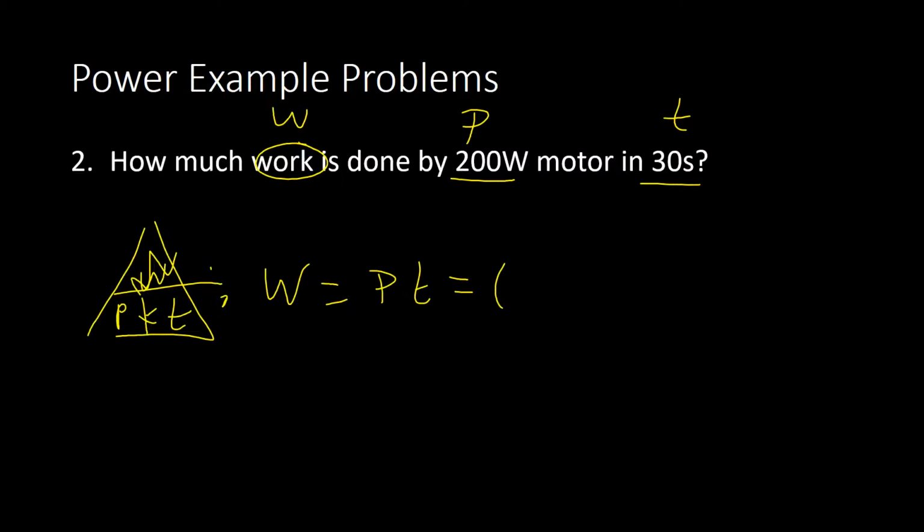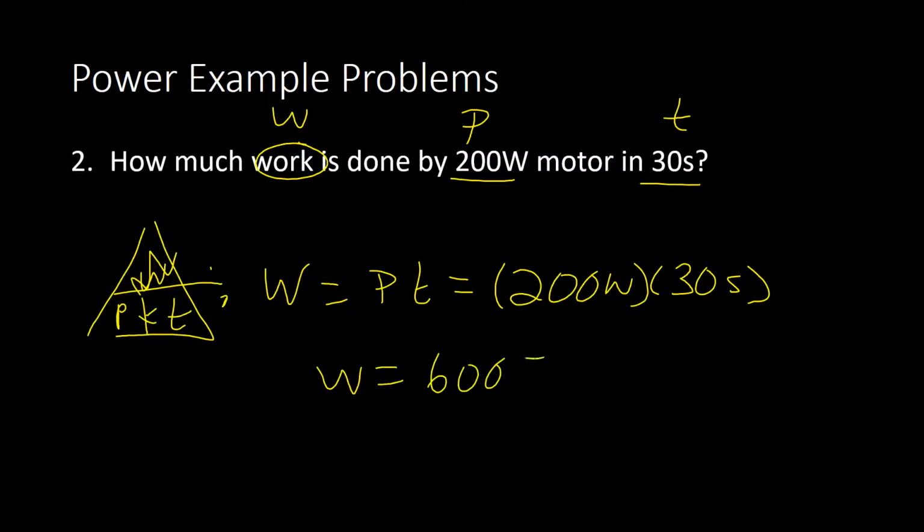So now step 3, I'm going to plug in my numbers. So 200 watts times 30 seconds. So that gives me a work of 600 joules. 600 joules of work are done by a 200 watt motor in 30 seconds.